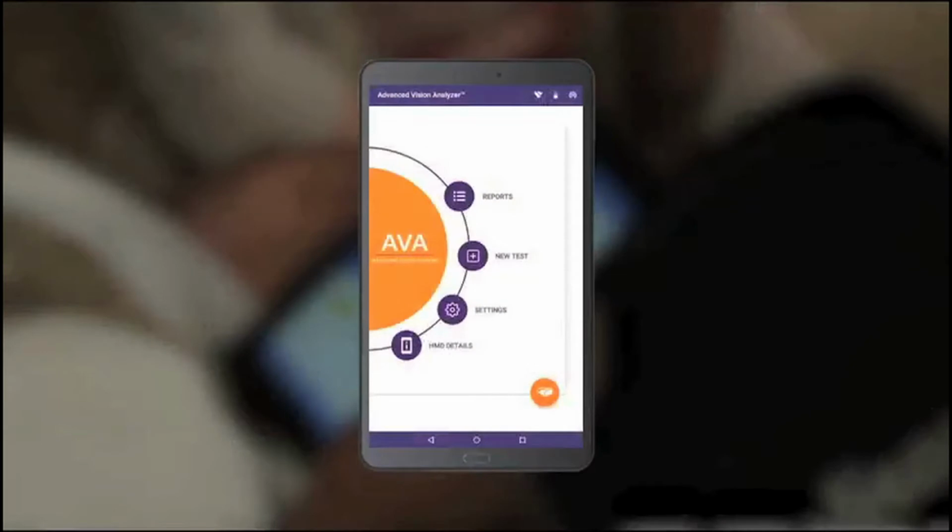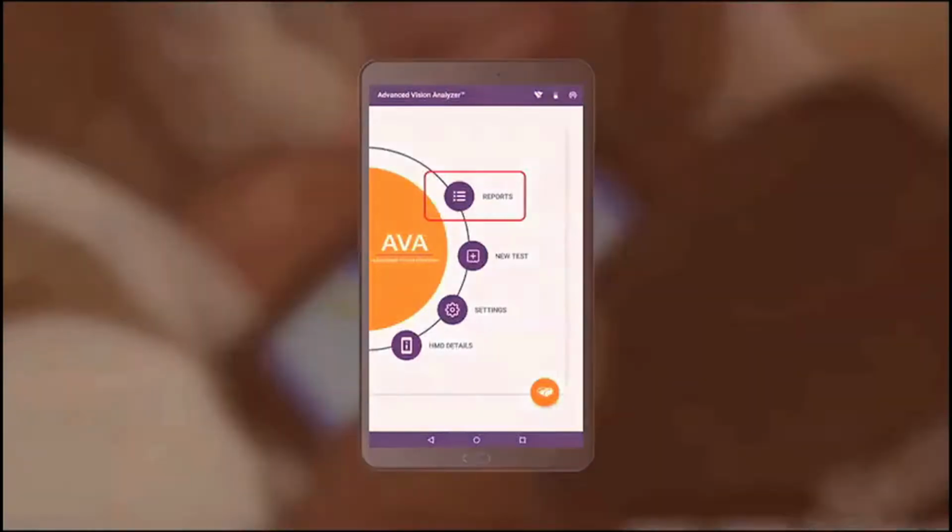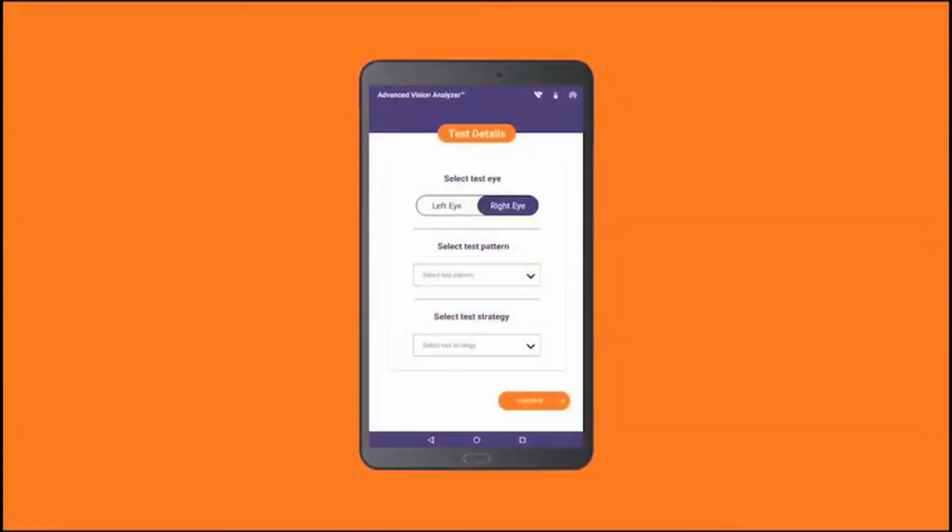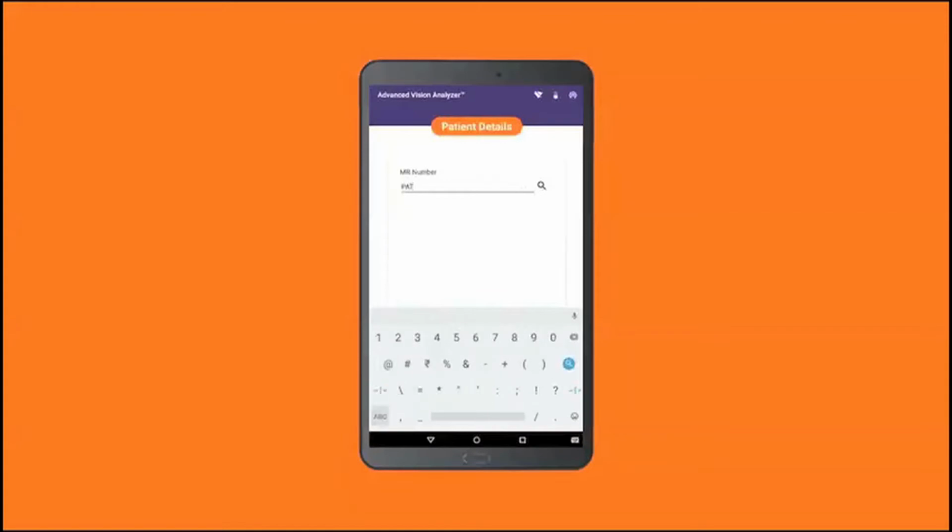To set up a test, the administrator initially logs in and pairs it with the headset, followed by input of details. The tablet has HMD details, settings, new tests, and reports. AVA offers white-on-white perimetry with a stimulus intensity that ranges from 0 to 40 decibels, and the test is performed with Goldmann III stimulus size. The test details can be set by choosing the eye that needs to be tested, followed by the test pattern, that is either a 24-2 or a 30-2 program, or a test strategy that can be either a screening, full threshold, analyzer ZEST, or analyzer fast.